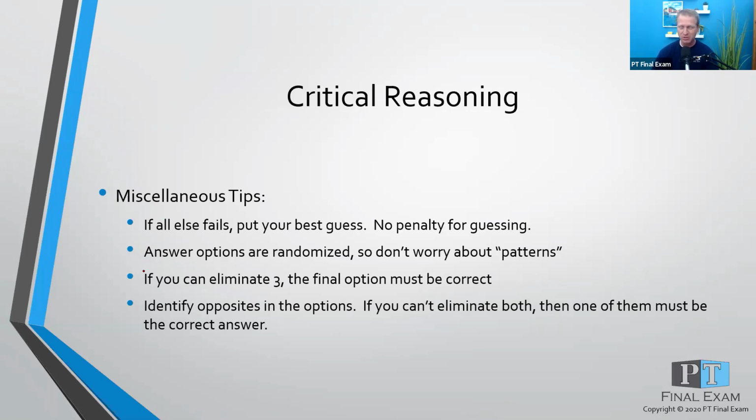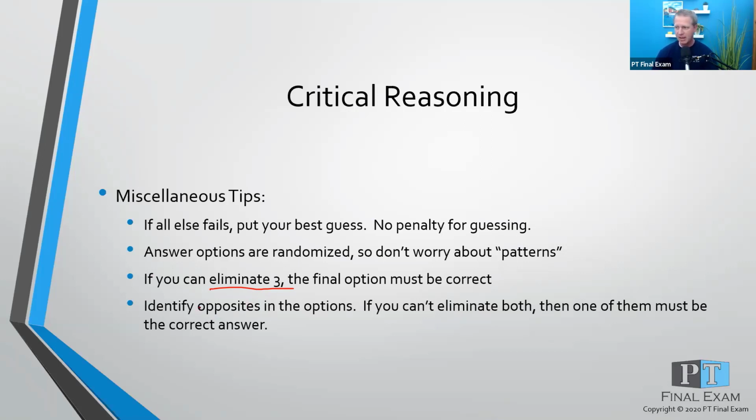Another one is don't worry about answer patterns. If there are patterns, when they put the test into the computer, it's totally randomized. So don't worry about if there's 3 A's in a row or 4 B's in a row. Doesn't matter, totally randomized. If you can eliminate 3, just go through process of elimination and say, that one looks bad, that one looks bad, and that one looks bad. That final option must be correct.